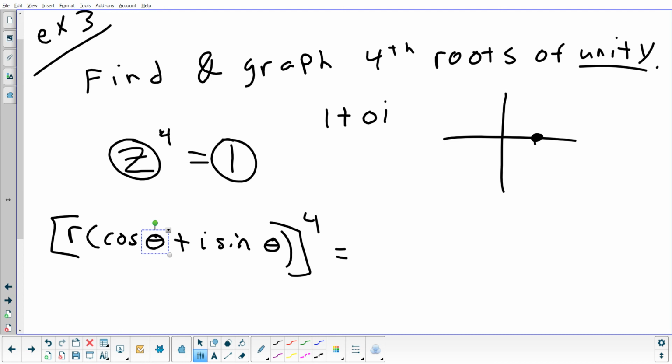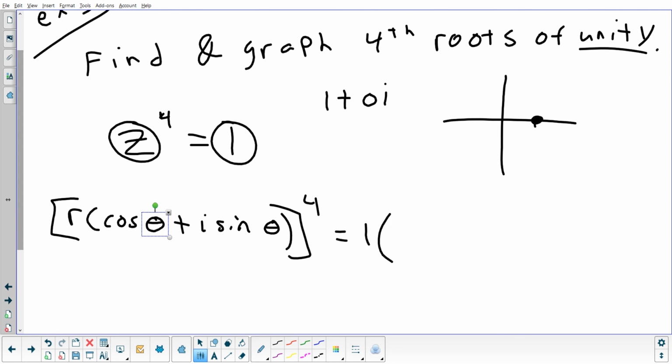Yeah, 1. So the radius is 1. And what's the angle of that point? Would it be 0? 0. The angle is 0 degrees.